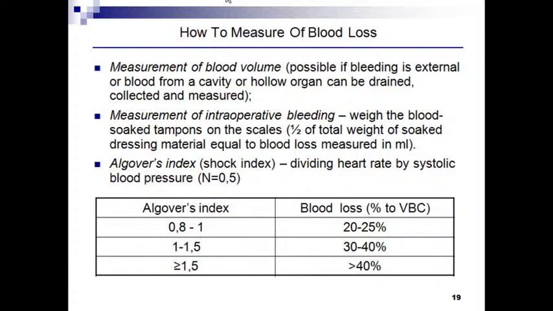And an indirect method of calculation, Algover's index or shock index. Very simple formula, dividing heart rate by systolic blood pressure. In normal state, the Algover shock index is equal to 0.5. If the shock index is from 0.5 to 1, it means blood loss approximately from 20 to 25%. Shock index from 1 to 1.5, up to 40%, and above 1.5, blood loss is massive, above 40%.